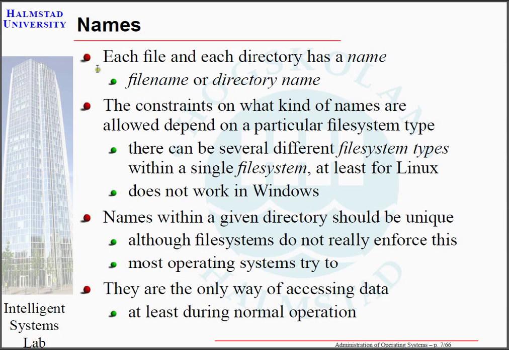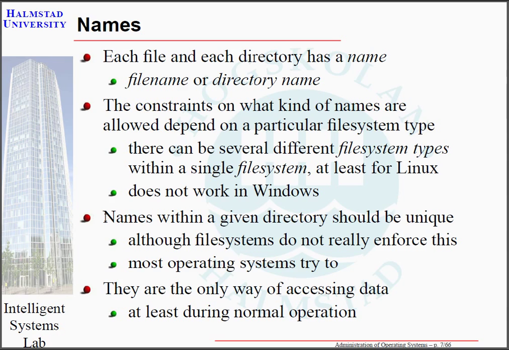And from the application and user point of view, each file and each directory has a name. This is the most important thing. You call it file name or directory name. And the constraints on what is allowed as a file name depend on a particular file system type. The interesting thing is that at least in Linux, you can have several different file system types within a single file system. So you can have part of the tree being ext2 and another part of the tree being, for example, NTFS. And that means that some of the file names that are legal in one part of the tree would be illegal in the other one.